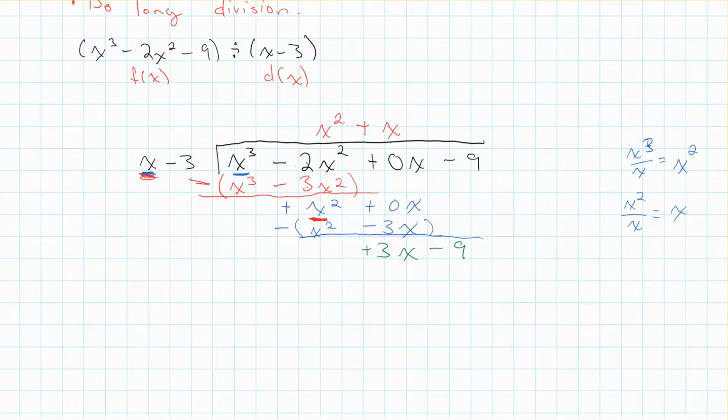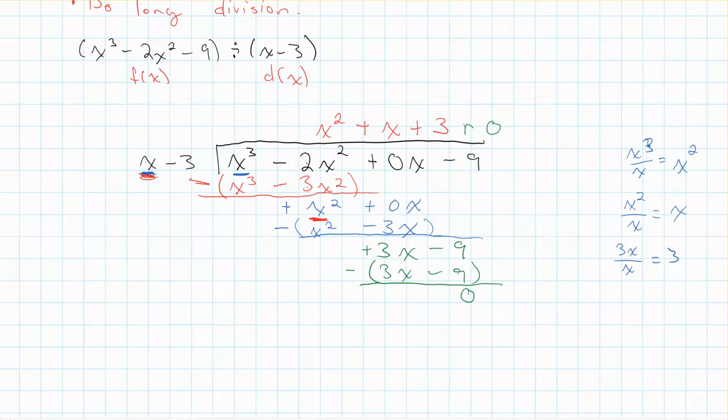Okay, now we have one more to do. I have to ask myself, what do I multiply x by to get 3x? Well, of course, we'd multiply that by a positive 3. And again, if you want to think of it, you could think of it as the ratio of those lead terms, 3x over x, which is 3. All right, and so then, again, we're going to do the distribution. 3 times x is 3x. 3 times negative 3 is negative 9. Then we subtract. Now, it turns out that when we subtract, we end up getting 0. So my remainder is 0.